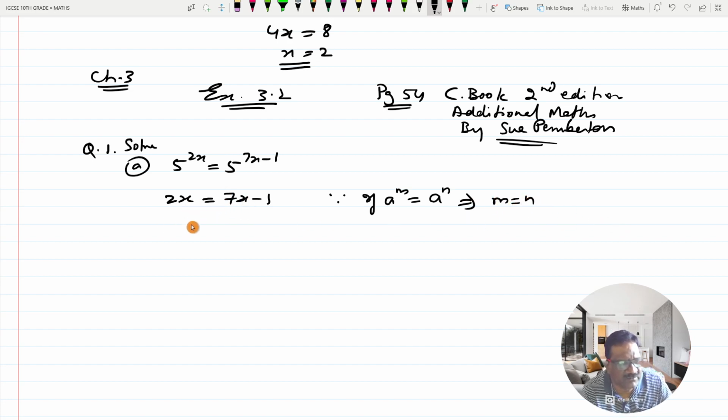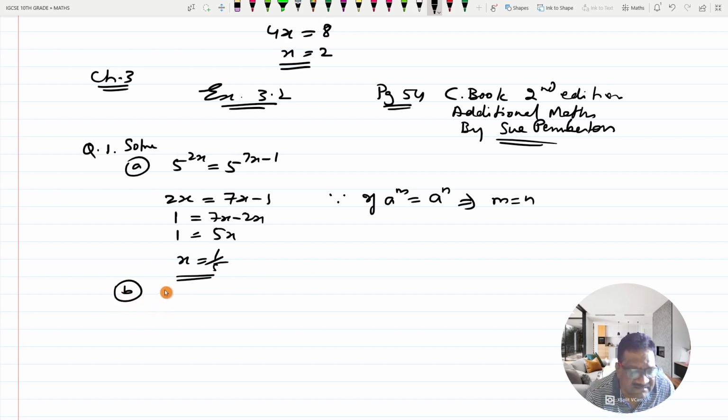Now I'll work it out. So this minus 1, I'll bring it over here, and this 2x I'll bring to this side. So it will become minus 2x. So this becomes 1 equal to 7x minus 2x, which is 5x. So x happens to be 1 by 5. So this is the answer for A. Let us go for the B one.